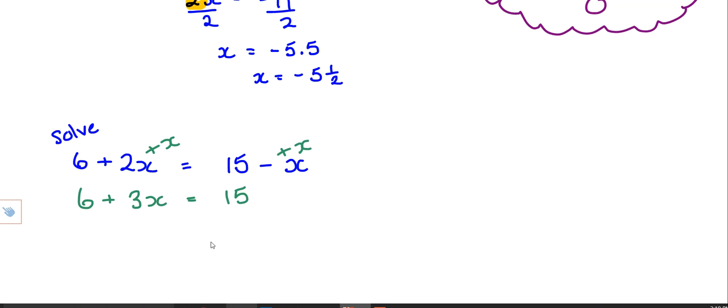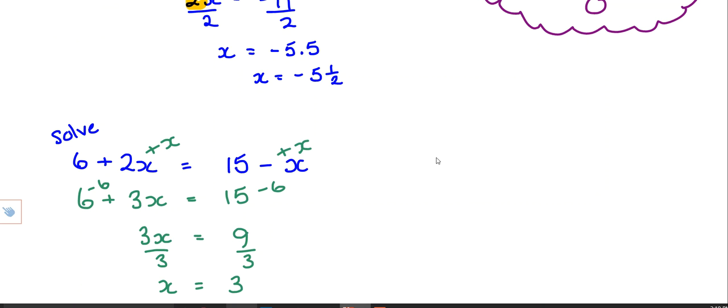Take away 6. So take away the 6. That gives me 3x's equals 9. Divide that by 3 and we get 1x equals 3. Make sense? Yep.